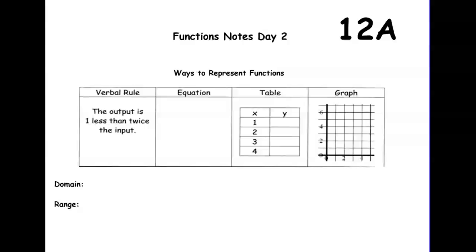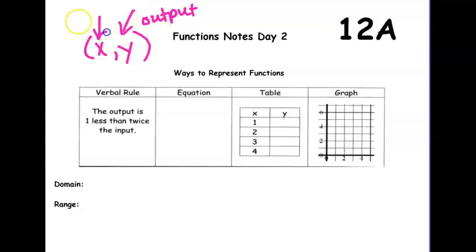So we learned about different ways to represent functions. One way is a verbal rule. Okay, the output is 1 less than twice the input. If we wanted to write an equation for that, we're going to think of our inputs and our outputs. Our output would be our y value, and our input would be our x values. Okay, so think about it like that.